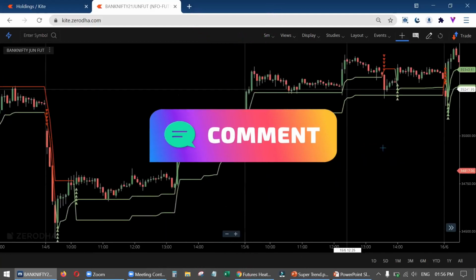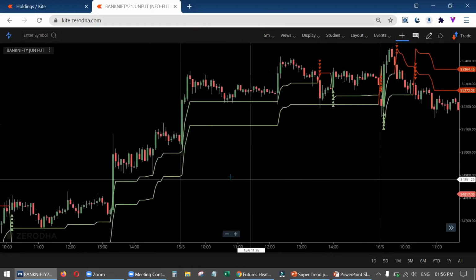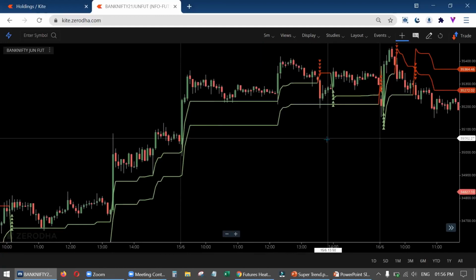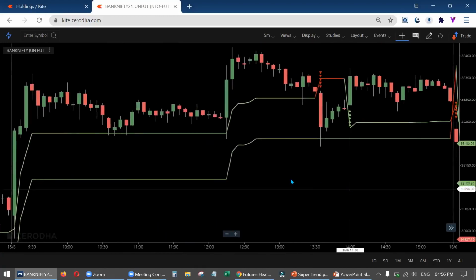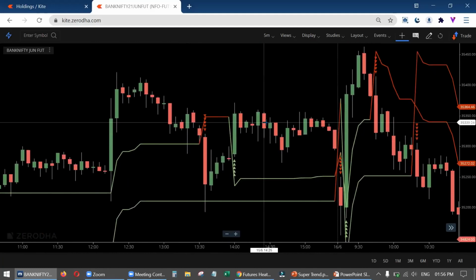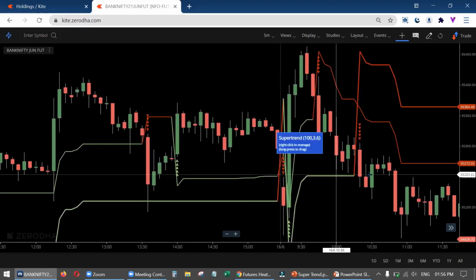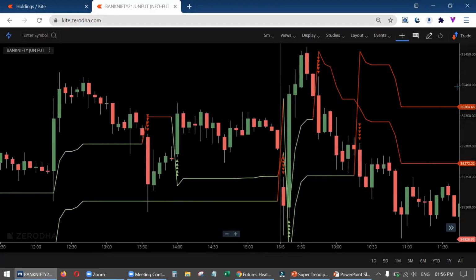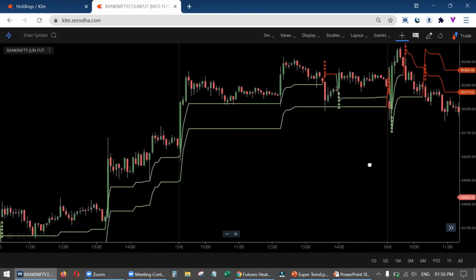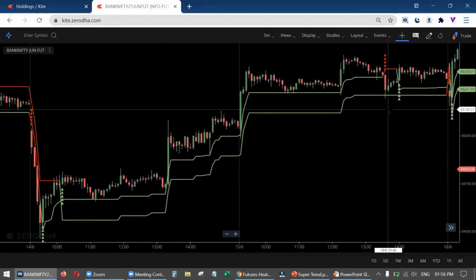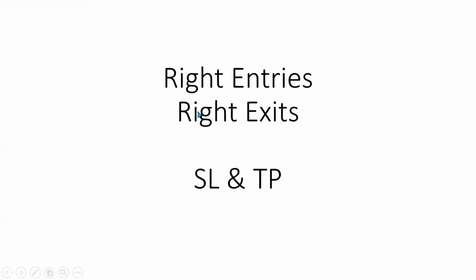And where is your exit point? There are two ways you can exit this. If you are a conservative trader, the first time you see a red line, you can exit there. If you are a little aggressive trader, you can continue the trend so long as you don't see both lines turning red. Unless you see both the lines turning red, you will continue the trend. But if you are a conservative trader, the moment you see one of the lines turning red, that is when you are going to exit. So those are the right entries and right exits.